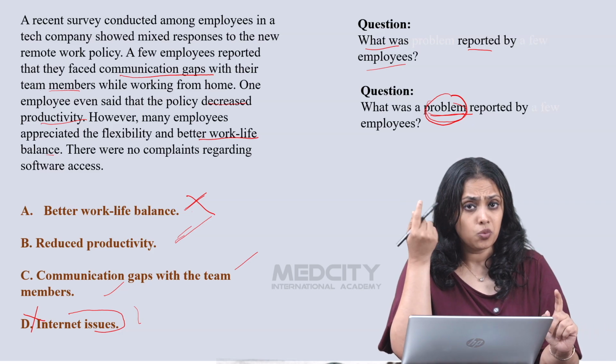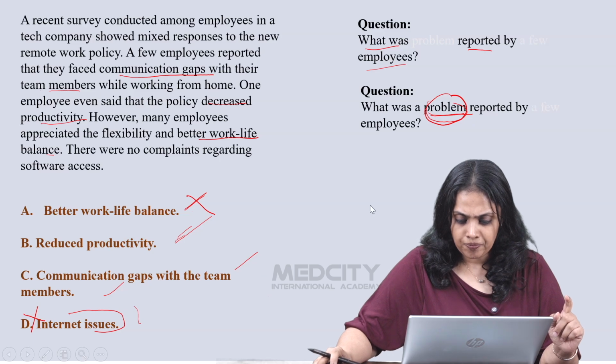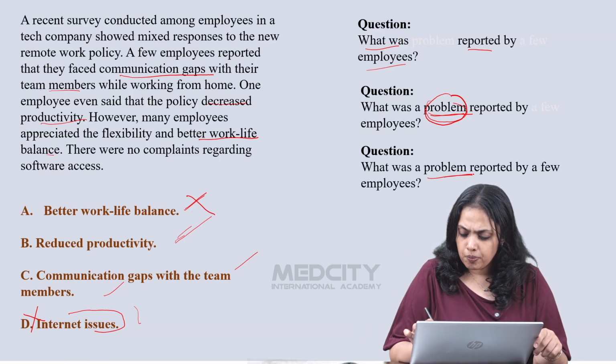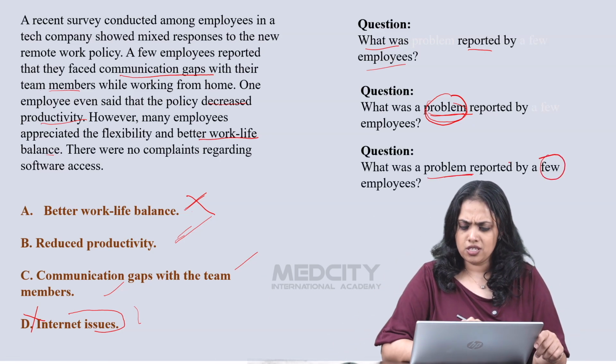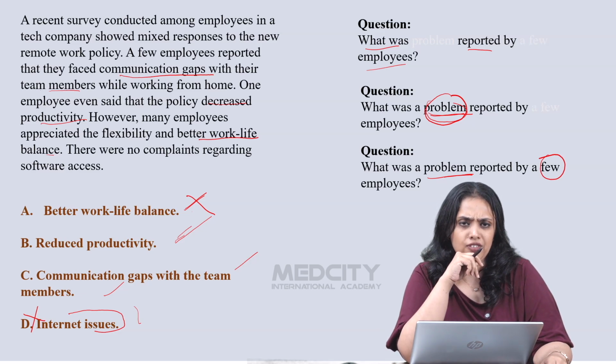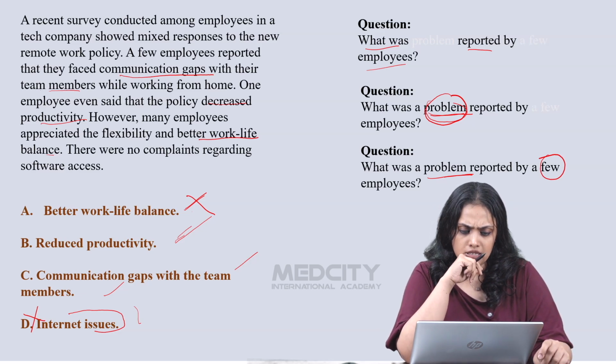So what can be done? Should I be reading the question once again? Will I get anything further? "What was a problem reported by a few employees?" Now, will this "few employees" have anything to do with locating the answer?